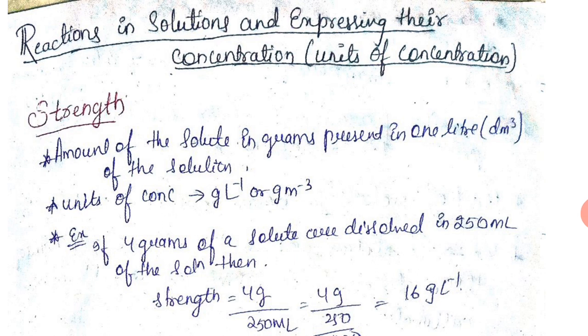I am Sneha and this video is all about the plus 2 first year chapter of chemistry, basic concepts of chemistry. This is the last part, because we are discussing reactions in solution, expressing their concentration, and units of concentration. For a reaction in a solution, what are the things you have to know? They are strength, mass, volume, molality, normality, equivalent masses, then last is mole fraction, etc.